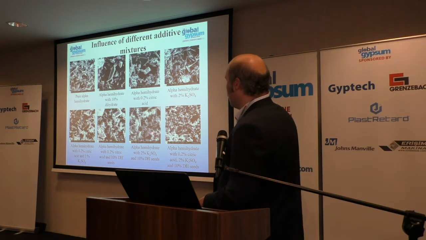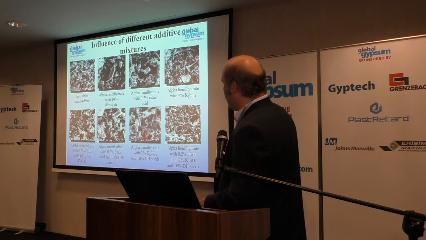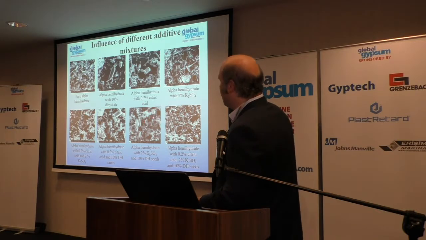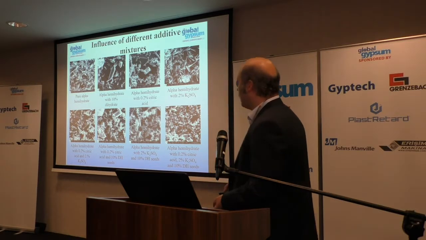And with dihydrate and calcium sulfate, I get larger crystals of dihydrate before and needle-like structures of the hemihydrate, like we expected. And I have the complete mixture. I get larger crystals and smaller crystals, more or less comparable to that one, but it's a little bit finer because of the potassium sulfate.